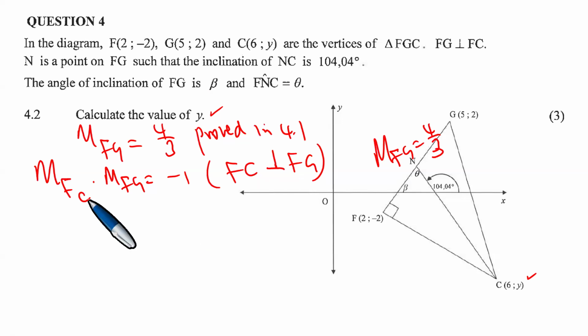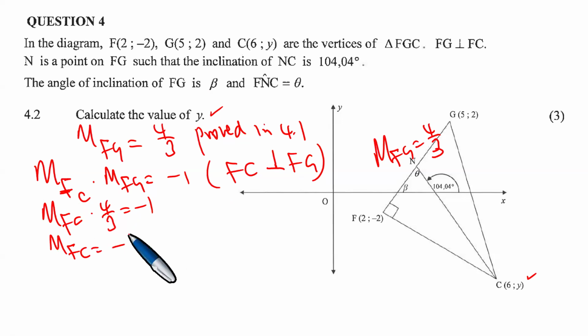So the gradient of FC times the gradient of FG, which is 4/3, equals -1. Which means the gradient of FC equals, you flip this, -3/4. This gives us exactly the gradient of FC. So we got that the gradient of FC is equal to -3/4.